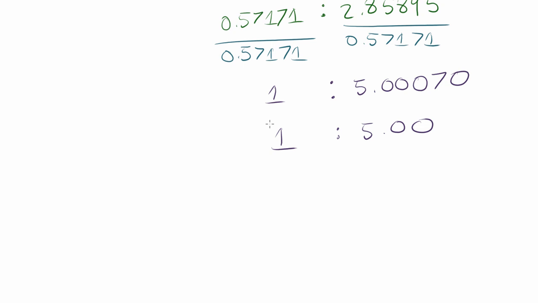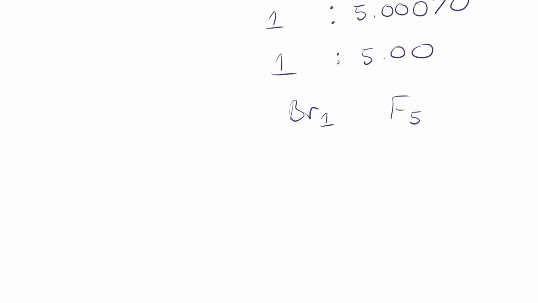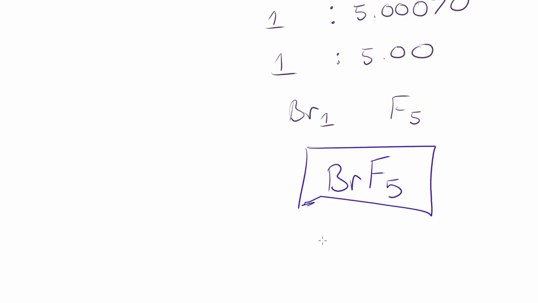So effectively, this is our simplest whole number ratio. Associated with the Br is going to be a 1, and associated with the fluorine is going to be a 5. On that basis, we can conclude that the empirical formula is going to be BrF5. Okay, so that would be our empirical formula.